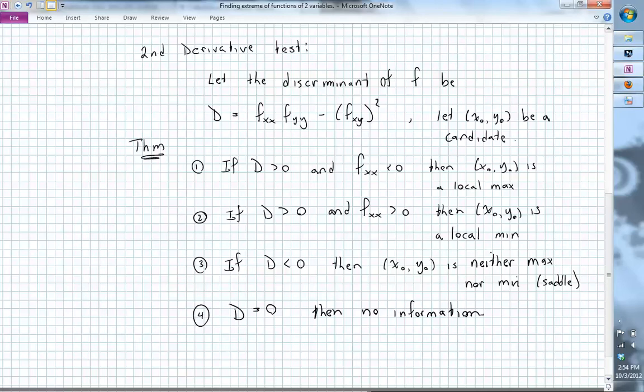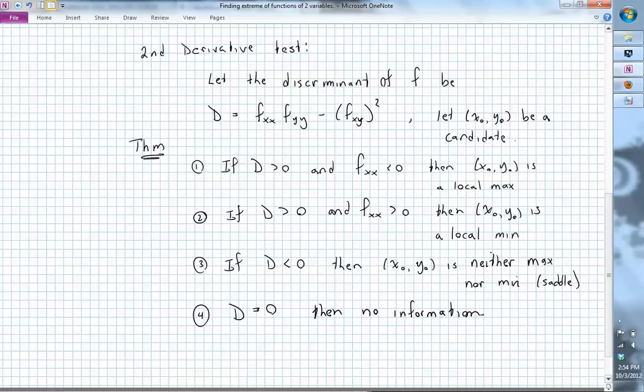All right. If D is less than 0, then it's a saddle point. It's neither a max nor a min. There are places around this point that are higher and places around the point that are lower. And you're done. Not a max nor a min. And if it's equal to 0, then there's no information.